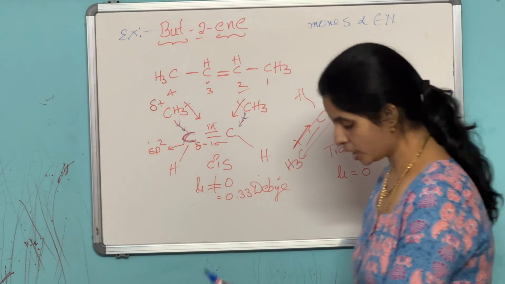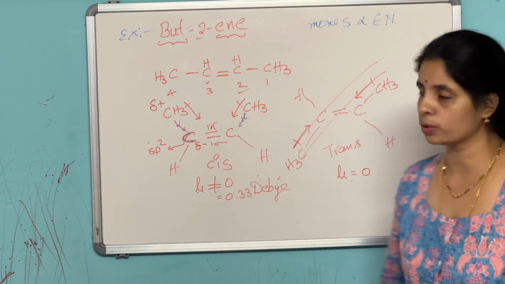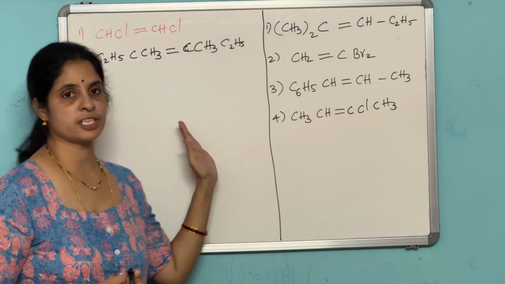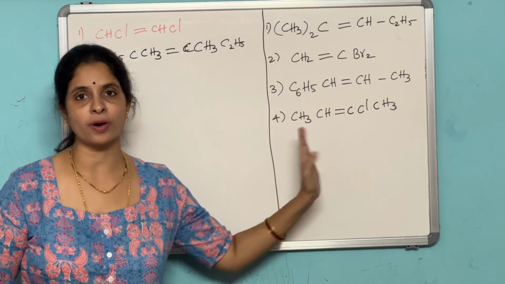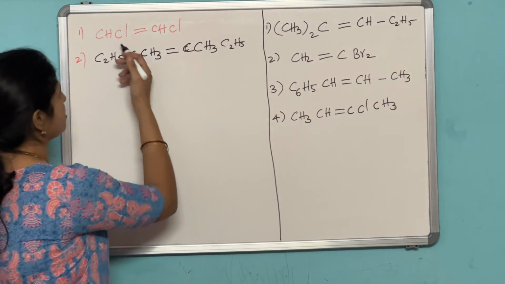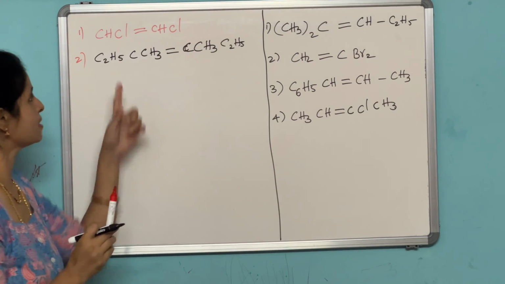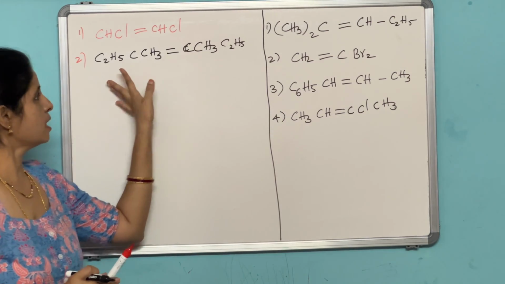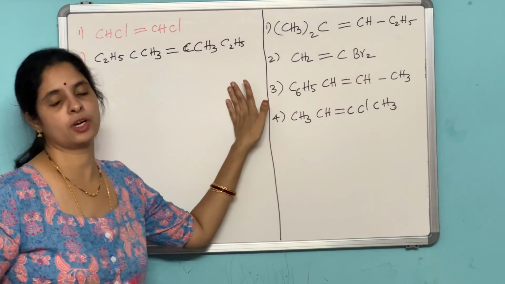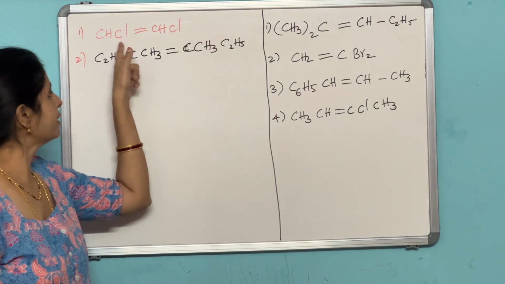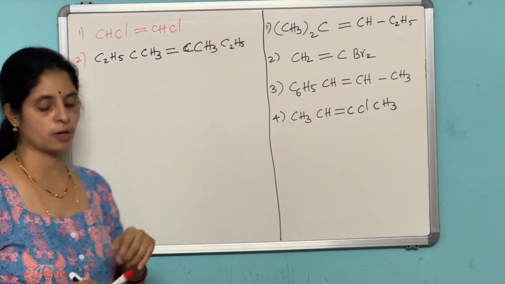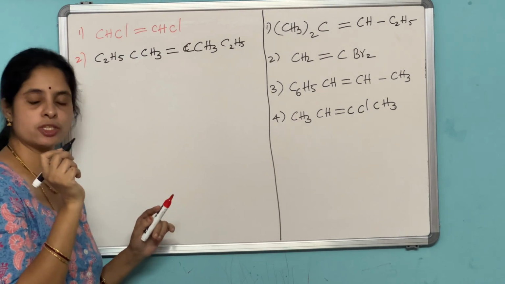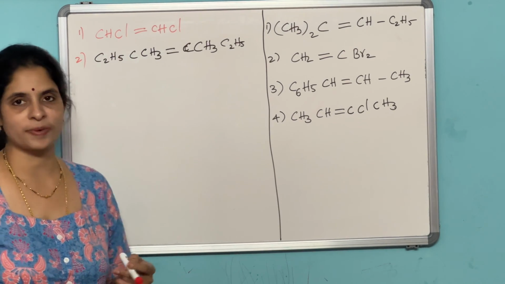Okay. Now we'll discuss in-text questions. Two in-text questions are there. These are your in-text questions which will be useful for your board exams. Okay. So here the first question is: write the cis-trans isomers for the following compounds. So here they are asking you to write the cis-trans isomers, or the geometrical isomers.